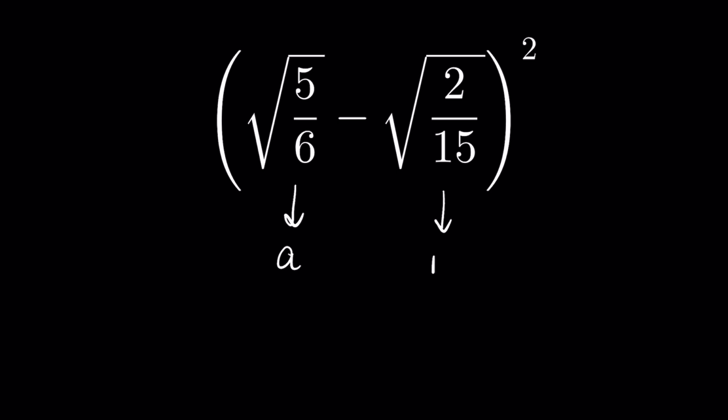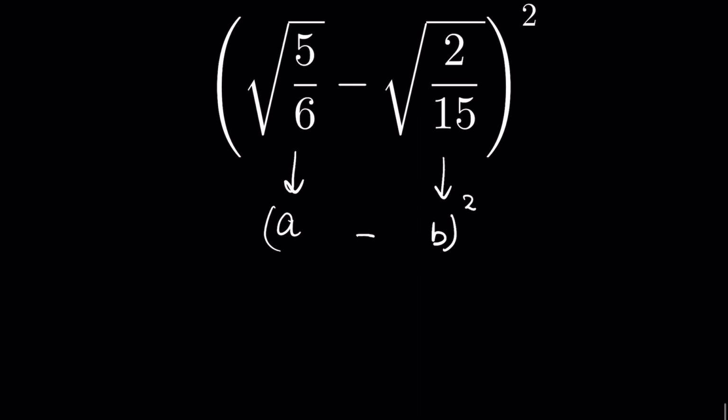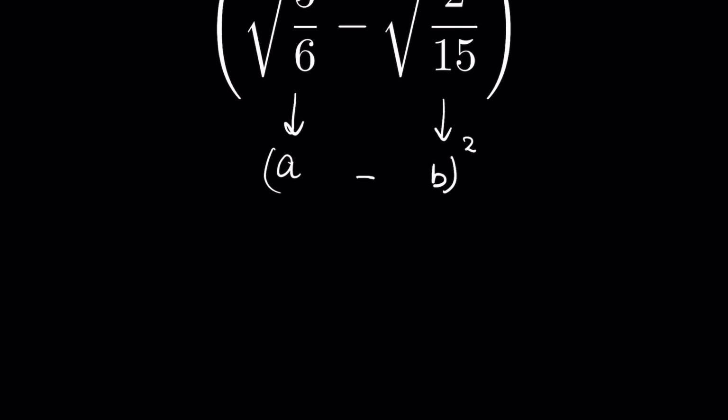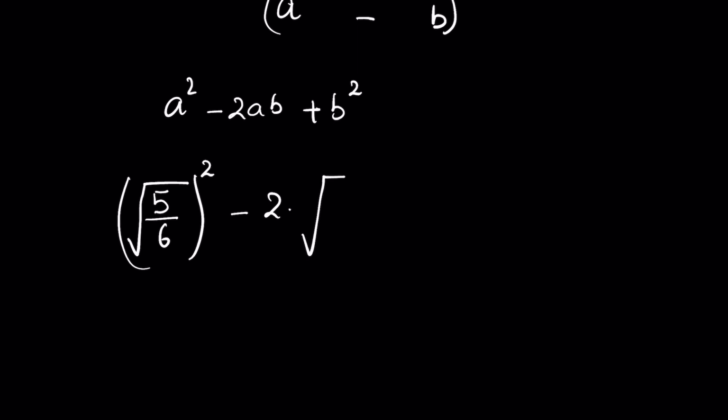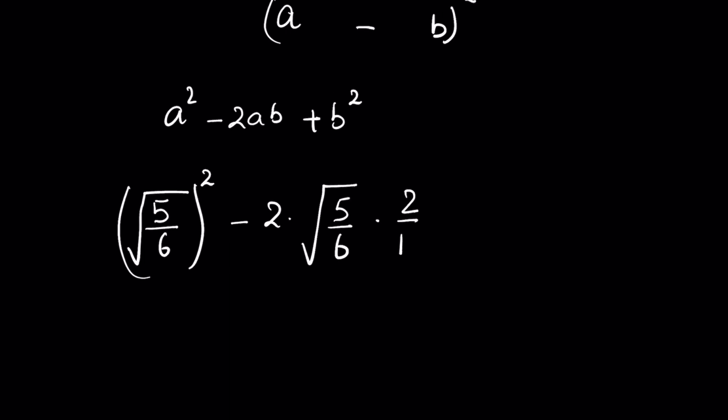as b, then this is in the form of a minus b whole square, and this algebraic expression we can expand as a square minus 2ab plus b square. So let's expand it. Square root of 5 upon 6, square, minus 2 times square root of 5 upon 6 times square root of 2 upon 15, plus b square is square root of 2 upon 15, square.